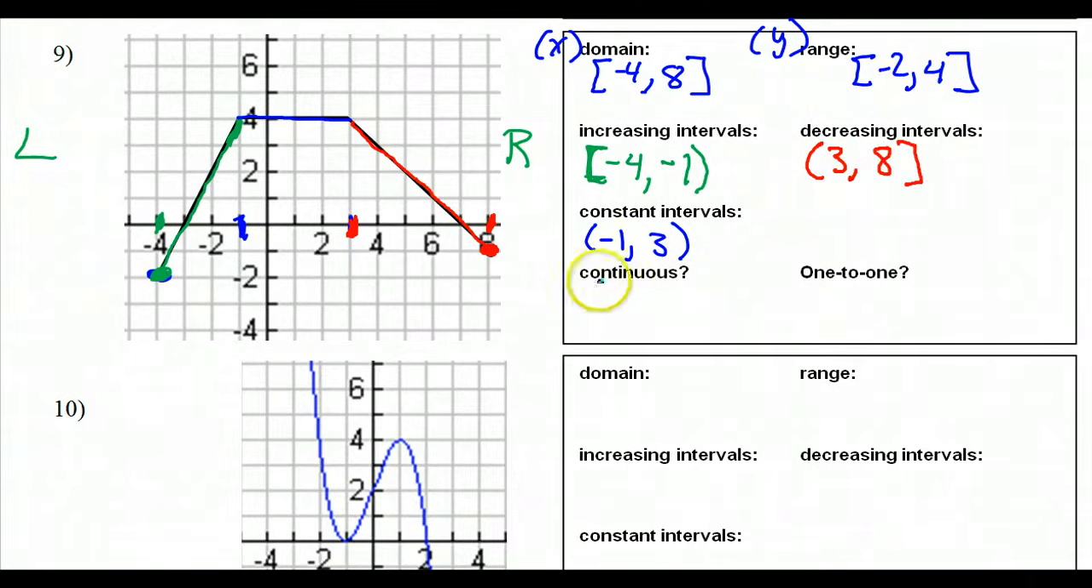Okay, is this continuous? Yes, because there are no breaks in it, there are no gaps. Is it 1 to 1? Well, to be 1 to 1, it has to pass the vertical line test and the horizontal line test. It passes the vertical line test, but for example, if I put a horizontal line right here, it hits more than 1 point. So no, it is not a 1 to 1 function.